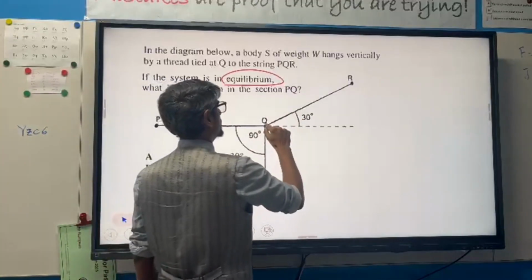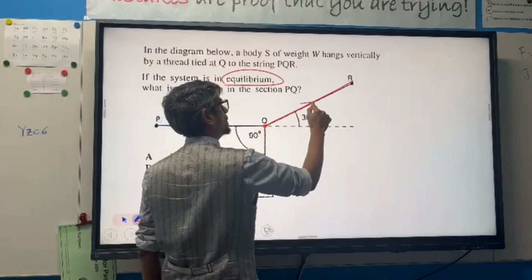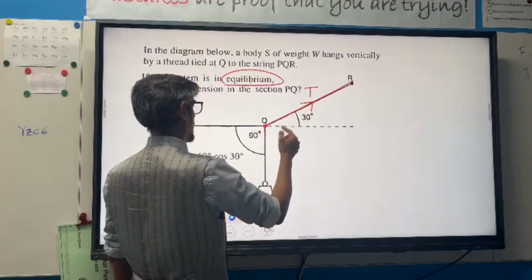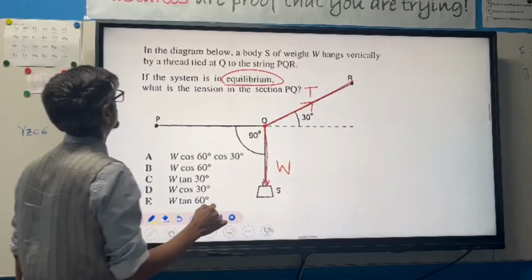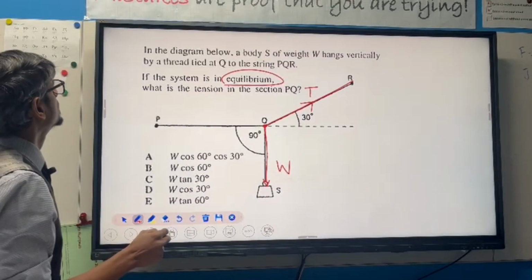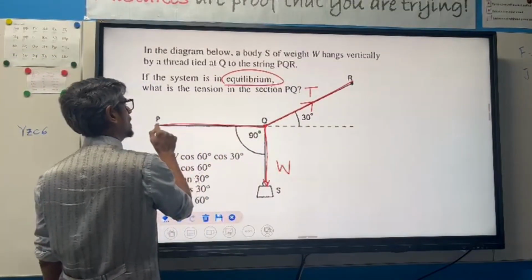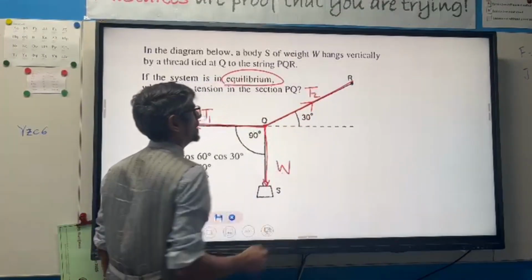Let's do closed polygon. So this object is being pulled this way with a certain tension T, and there's weight going down this way. And what is this? That hangs vertically. There's another tension, isn't it? This is the tension that we need to find. So that's T1. Let's call that T2 then.